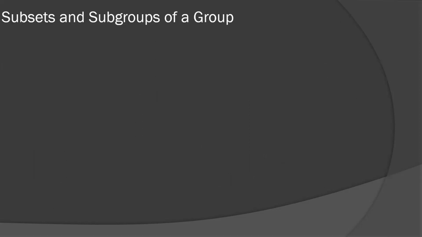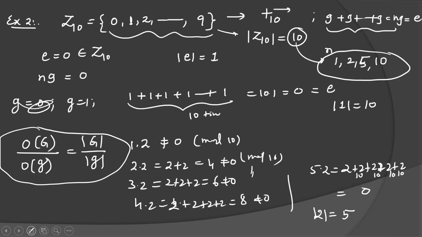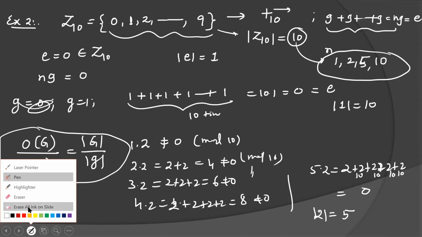Okay, next example I'm going to take here. I'm taking now an infinite group. Till now we have taken finite groups. In finite groups, the order of the group is countable. For example, if we take, consider, the set of integers under ordinary addition.